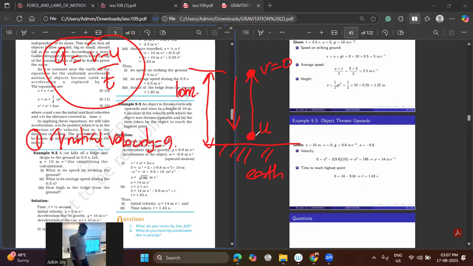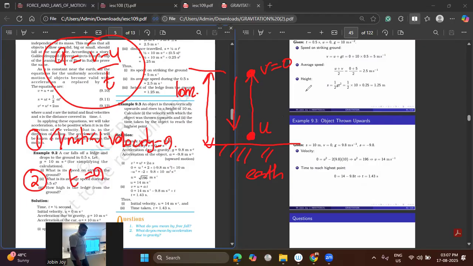Because you are throwing this object with an initial velocity, you have to calculate what is the initial velocity. And the second question is the time taken by the object to reach the highest point. So what is the time taken to reach the highest point?